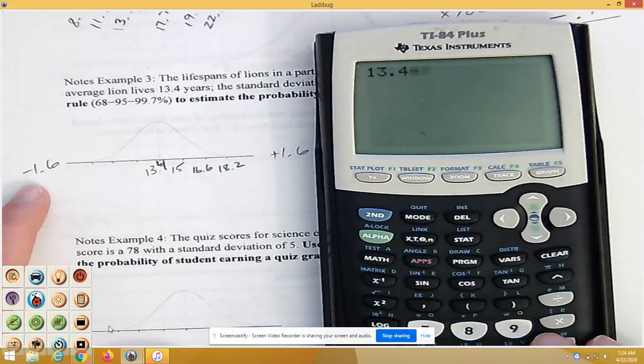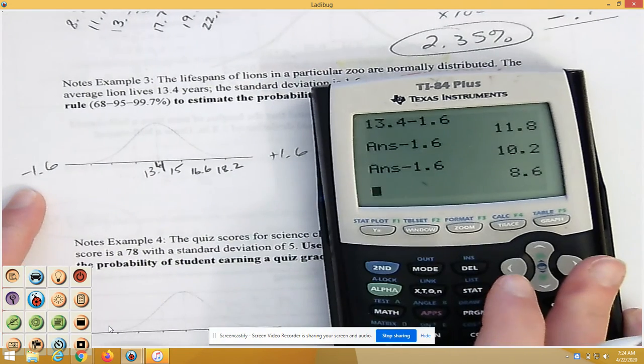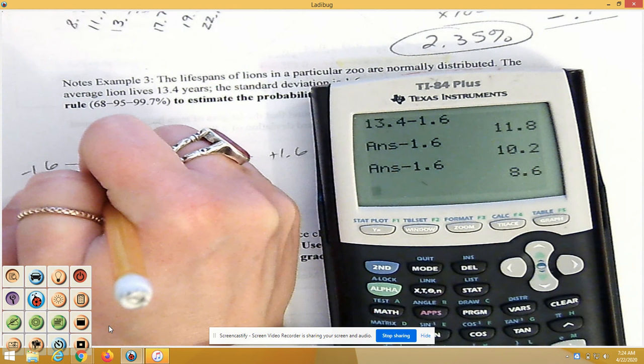So I have 11.8, and you could have, of course, paused the video and tried to find these yourself if you had wanted. Okay, so I have 11.8, 10.2, and 8.6, and now you are asked to estimate the probability of a lion living longer than 16.6 years. So this is 2 standard deviations above the mean, and we are looking at this general area.